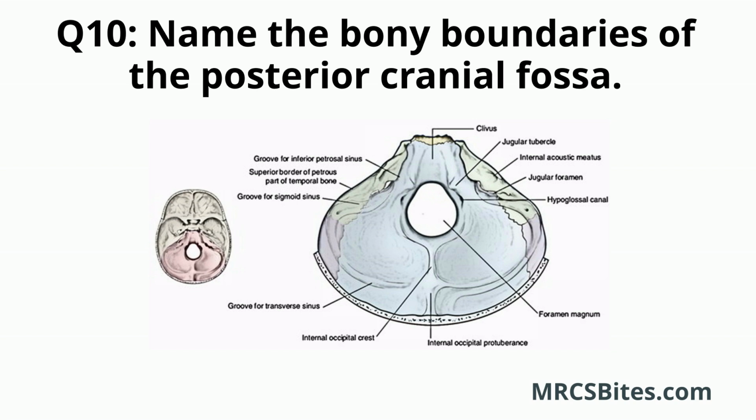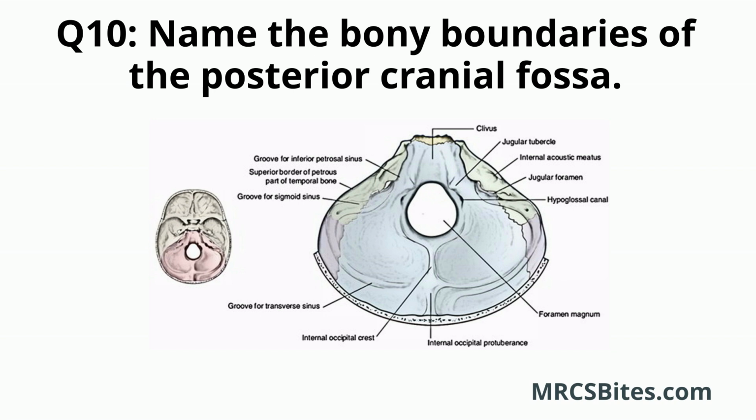Clivus is part of the anterior boundary and is a sloping bony surface formed by the posterior part of the sphenoid bone and the basilar part of the occipital bone, leading to the foramen magnum. For posterior boundary, internal surface of the occipital bone forms the posterior wall of the posterior cranial fossa. For lateral boundaries, petrous part of the temporal bones forms the anterolateral boundaries of the posterior cranial fossa. Mastoid part of the temporal bones is located posterolateral to the petrous part, forming part of the lateral boundary.